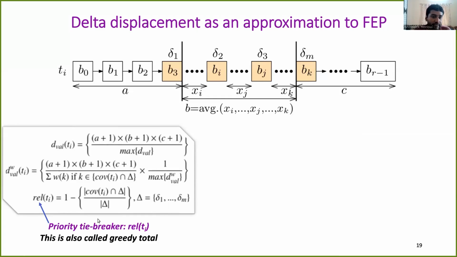Now, we see that we have a conflicting scenario here. dval should be as small as possible. So the lesser the value, the higher the priority, and this should be as high as possible. So we normalize it by dividing by all the delta affected blocks. So this is between 0 and 1. So it takes the complement. So the sum total of dval and rel, that summed value is the priority value for the Colosseum heuristic. That is our approach.